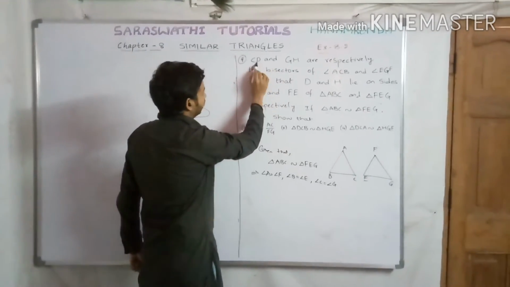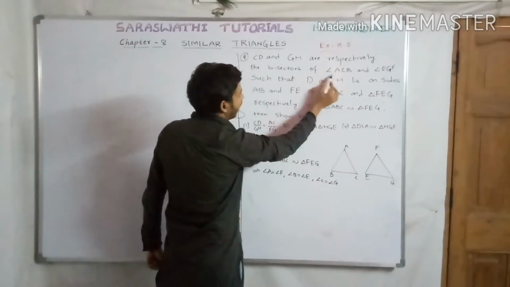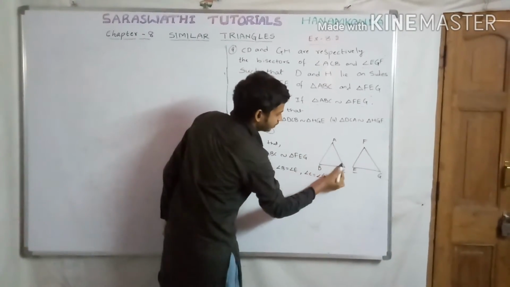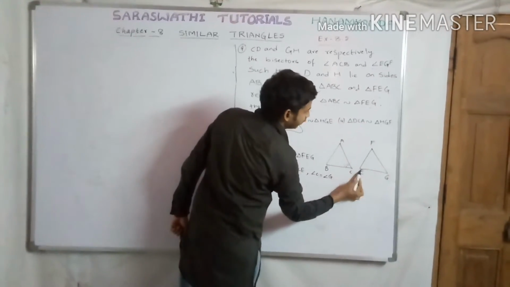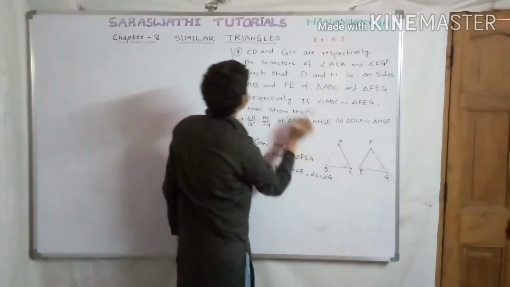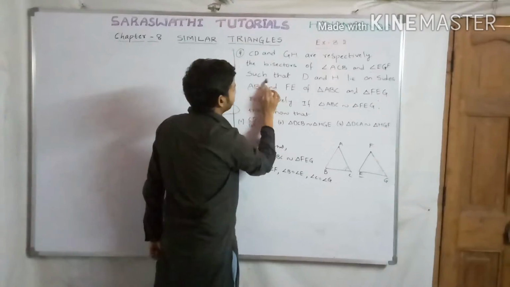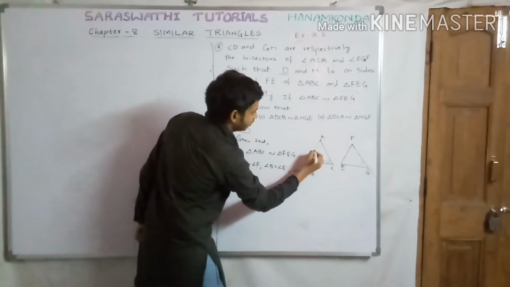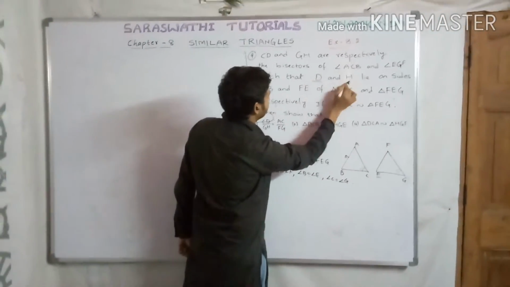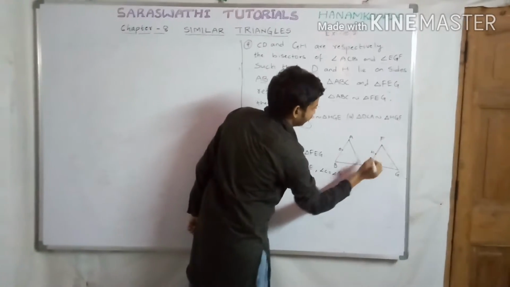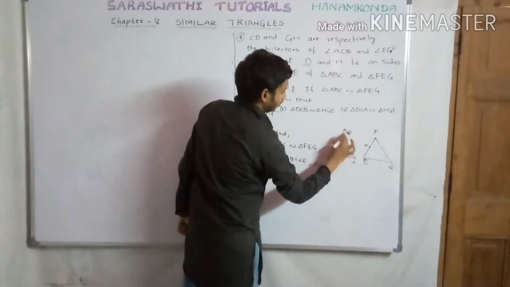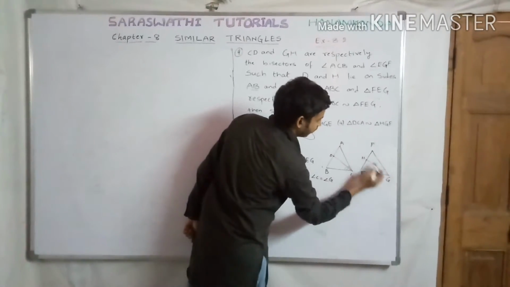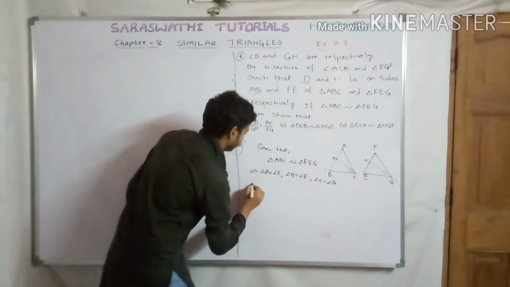Again, given in the question that CD and GH are respectively the bisectors of angle ACB and angle EGF. So this is the angle ACB, and this is the angle EGF. CD and GH are bisectors, such that D and H lie on the sides AB and FE. That means D lies on AB and H lies on FE. So CD is bisector of angle ACB, join CD, and GH is bisector of angle EGF. It is given.